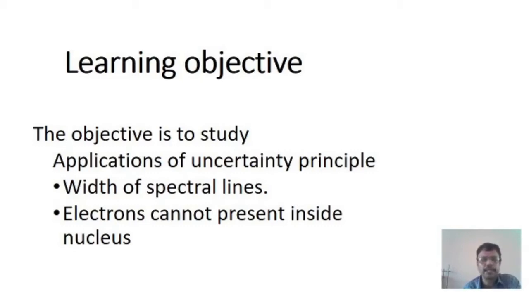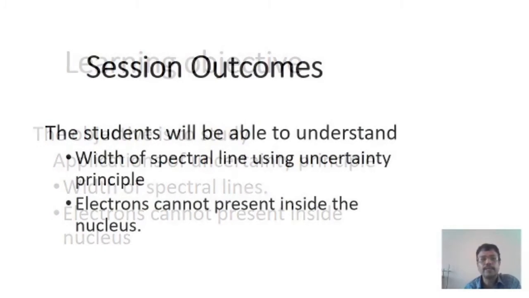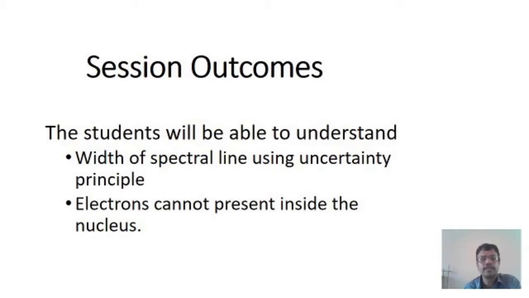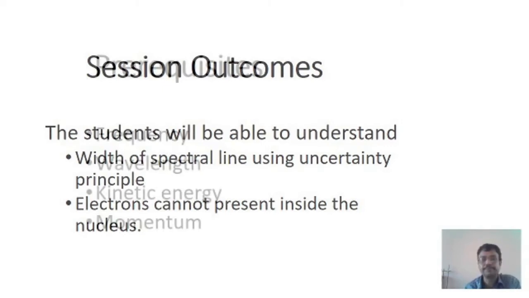Then the learning objective: this is used to study the applications of Heisenberg uncertainty principle in the case of the width of the spectral lines, as well as why electrons cannot be present inside the nucleus. Students will be able to understand the width of the spectral line using Heisenberg uncertainty principle, and that electrons are revolving around the nucleus, not present inside the nucleus.